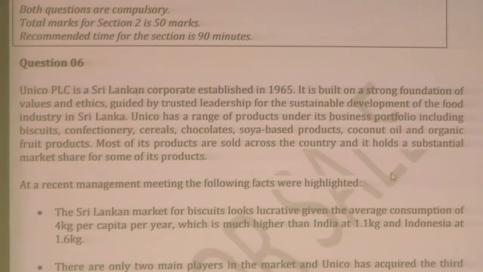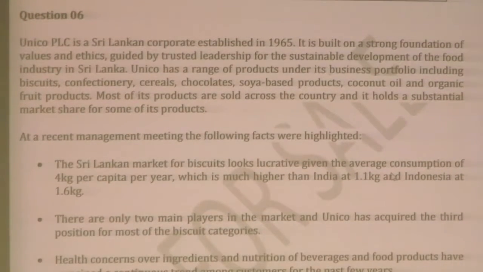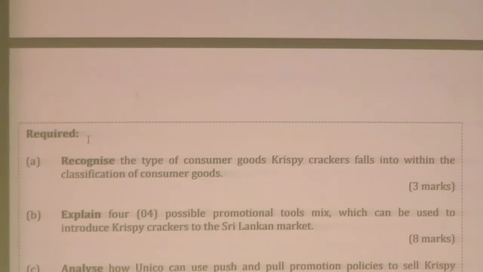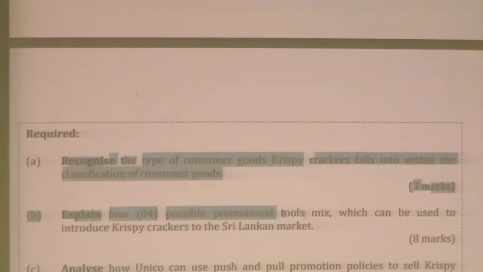We'll go through question number 6. Let's go through the exam requirements. It says, recognize the type of consumer goods that crispy crackers fall into within the classification of consumer goods. Explain 4 possible promotional tools which can be used to introduce crispy crackers to the Sri Lankan market. Always read the scenario and then come to the question.